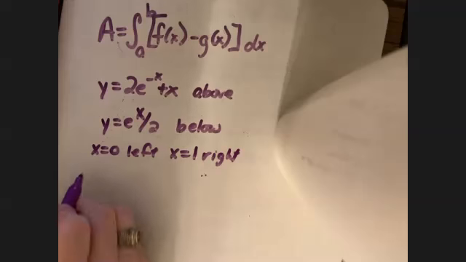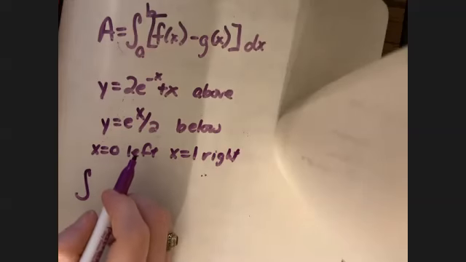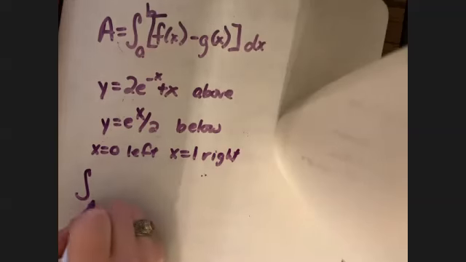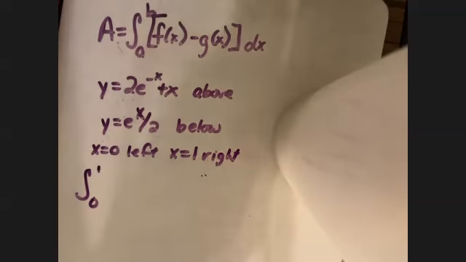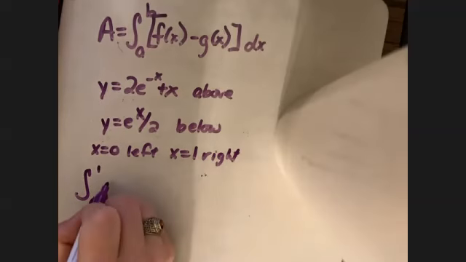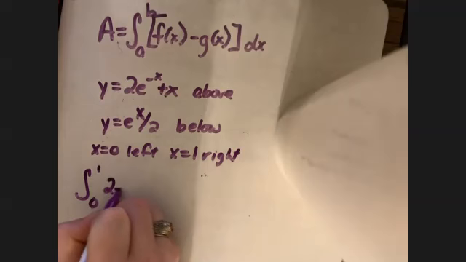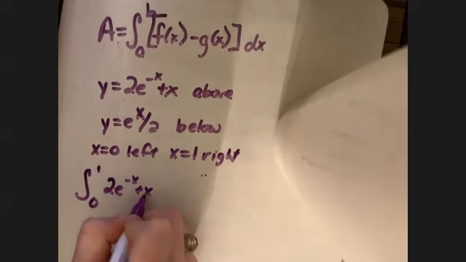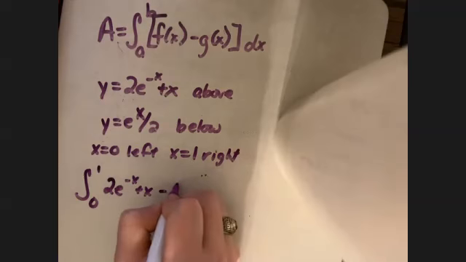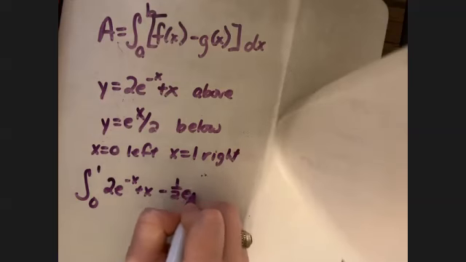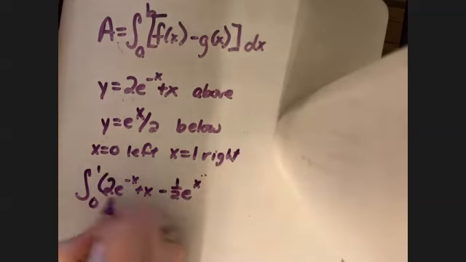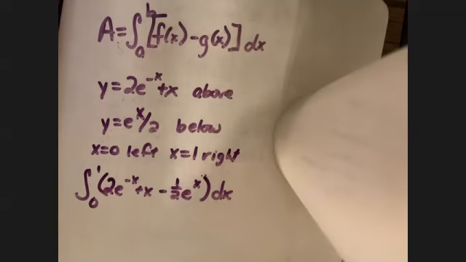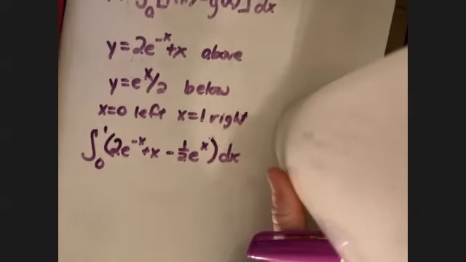Okay, so following our formula, we know we go from left to right or from low to high, so 0 to 1 of our upper function minus our lower function, and I'm going to rewrite that as 1/2 e to the x dx.